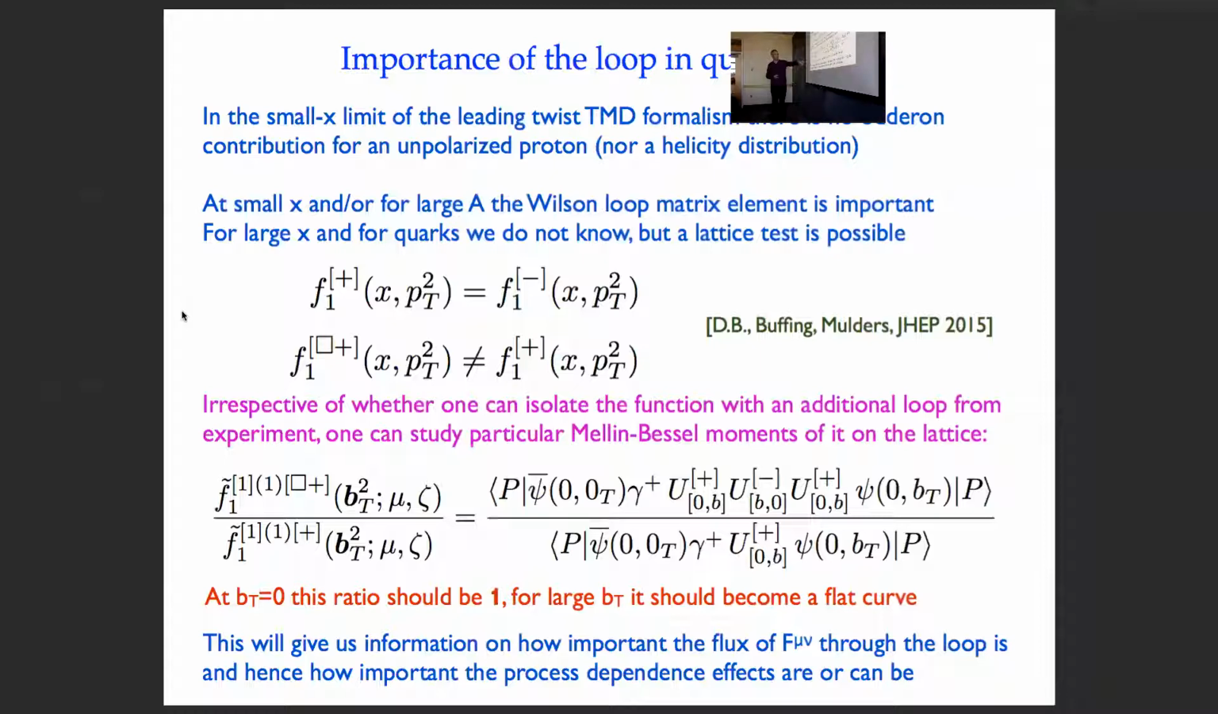But yeah, you know something about these ratios. So when this distance is 0, of course it should be 1. And when the distance gets very large, so far outside the proton, it shouldn't change anymore. So the question is, how does it go? Again, this ratio goes from 1 to something flat. Well, if it is flat all the way, which it probably isn't, then there's no process dependence, but it can also be something like this or something like this. We don't know. So I think that is interesting to know.